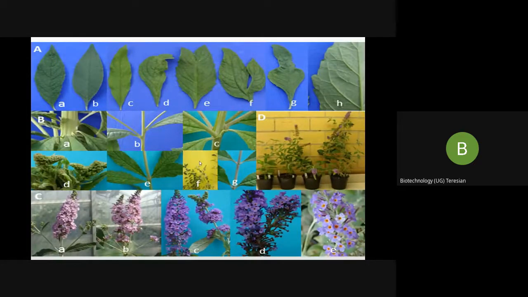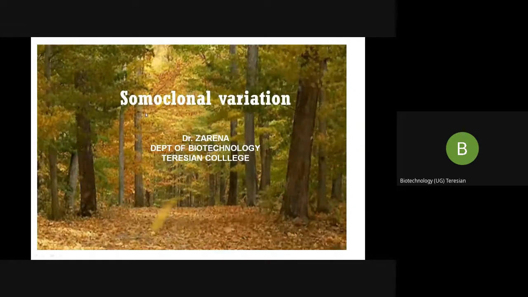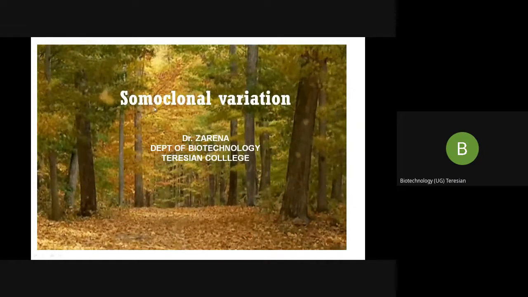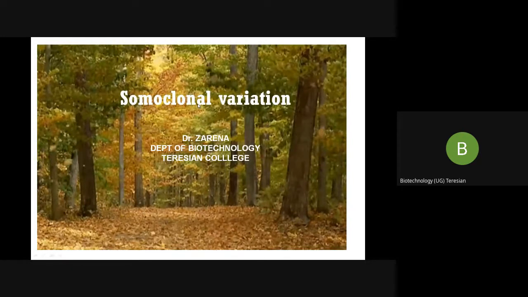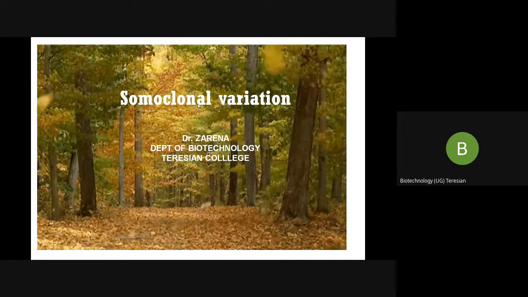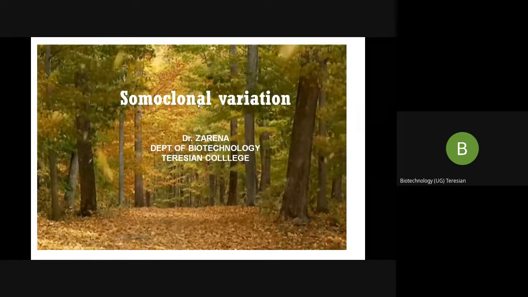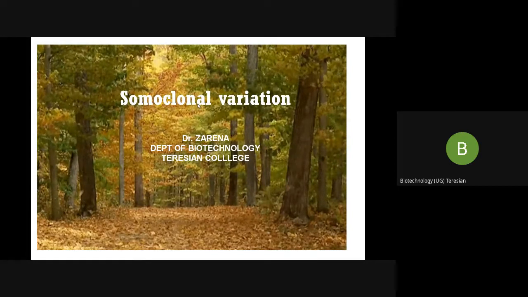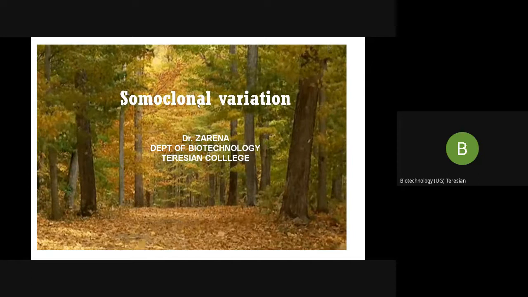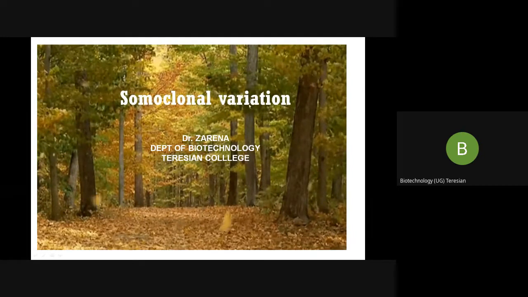So the very meaning, what is somaclonal variation? Soma means somatic cells. Clonal means similar, genotypically similar plants. So how am I getting the clone? A clone is many number of plants. We are propagating that plant in larger number. So how am I propagating? By using somatic cells. Okay, that is the meaning of somaclonal variation.